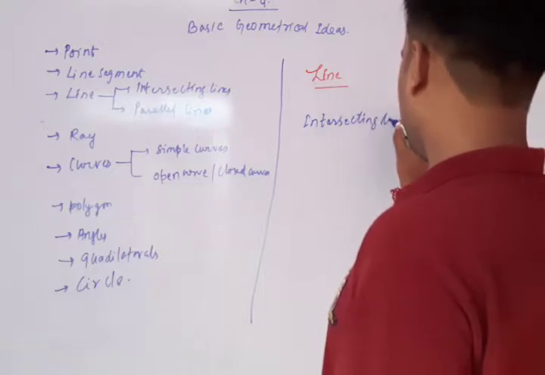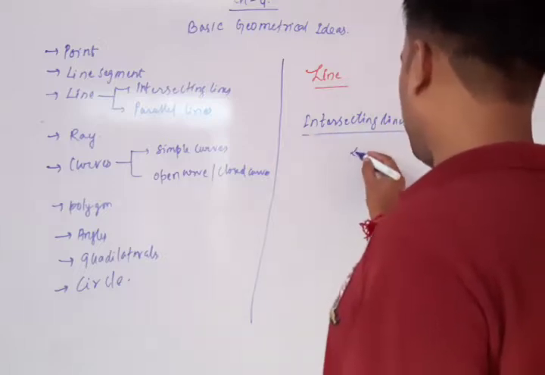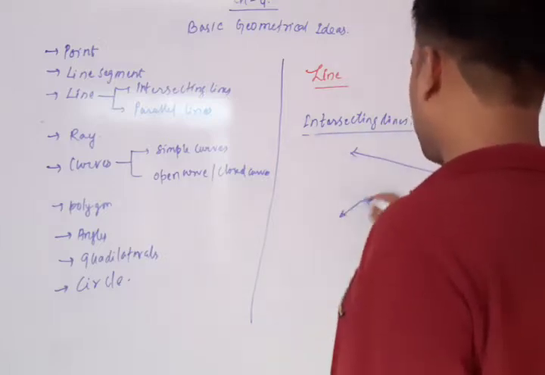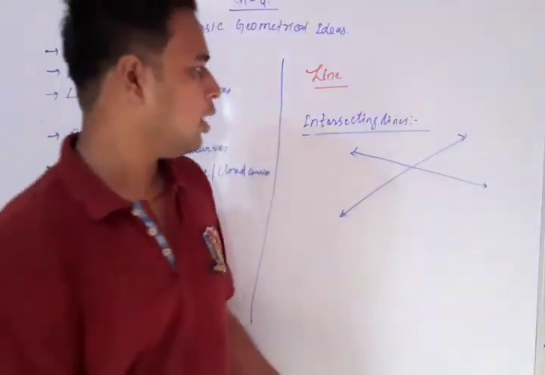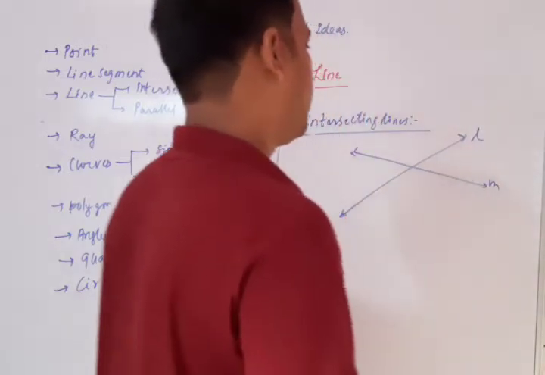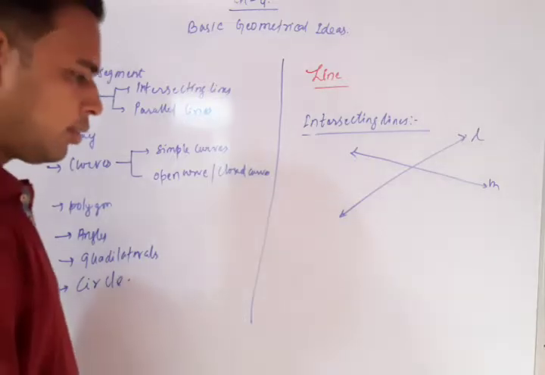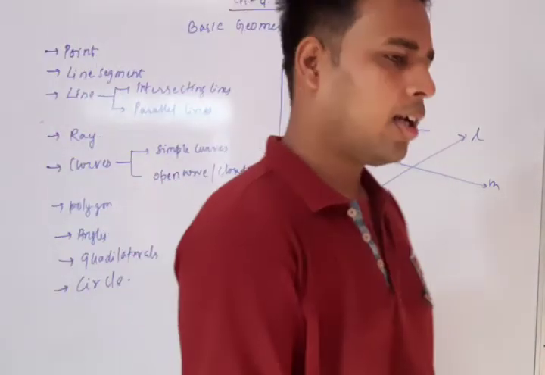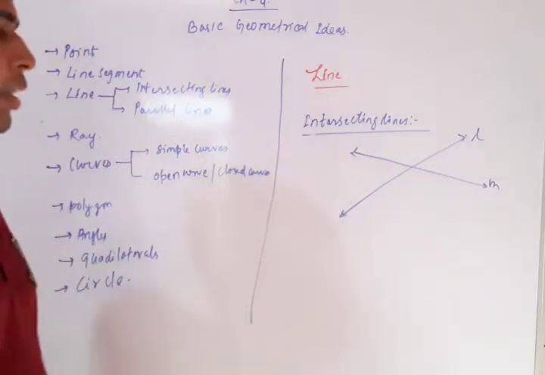Intersecting lines. What is intersecting lines? When a line crosses over another line. Means here this is L and M. Here line L crosses over the line M. So when two lines cross over at one point, then those lines are known as intersecting lines.